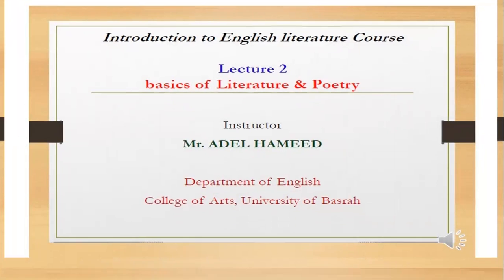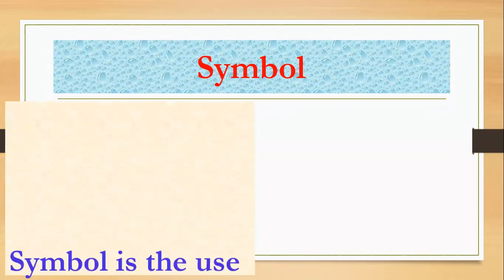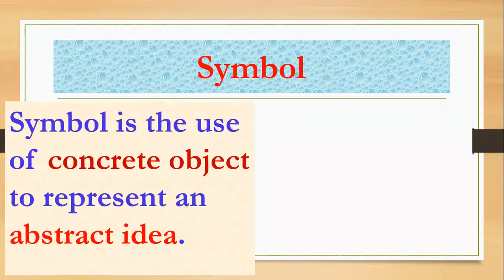Today we will deal with a new topic, which is symbol. Let us see what the definition of symbol is. Symbol is the use of concrete objects to represent an abstract idea. So symbol is the use of concrete objects to represent an abstract idea.